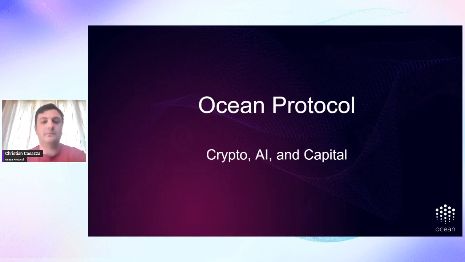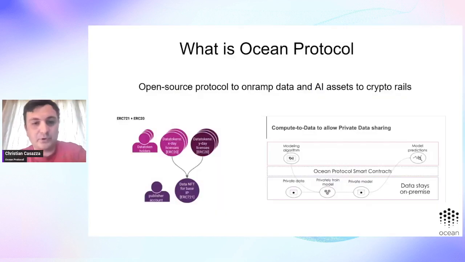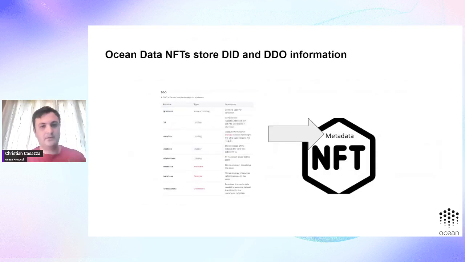So starting off today, what is Ocean Protocol? Well, it's an open source protocol for on-ramping data and AI assets to crypto rails. We provide a suite of tools for being able to transact within this ecosystem, between being able to tokenize your assets and then having a framework for running computation on them while preserving privacy. Today, I'm going to be focusing specifically on the ability to tokenize your assets with Ocean Protocol.